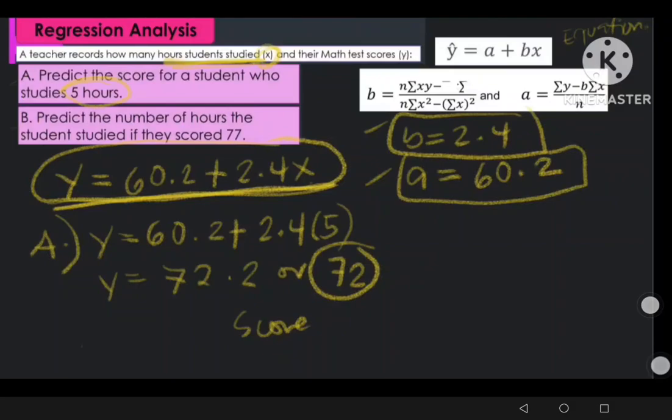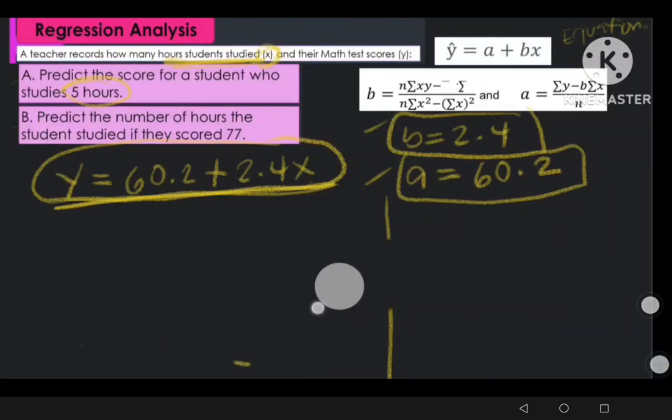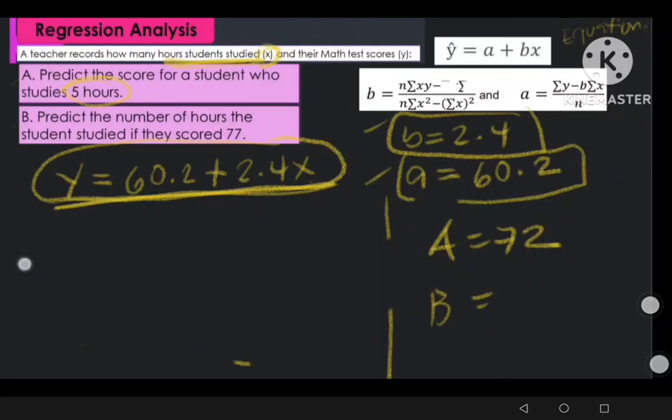So again, predict the score of a student who studies 5 hours. Using our equation, we just input the value of hours, since hours represents x, so we replace x with 5. So we have 60.2 plus 2.4 times 5, you come up with 72.2, round it off, 72 in whole number. So this is our score, 72 is our predicted score if the student studies 5 hours. Okay? So the answer for letter A is 72. Let's proceed to letter B.